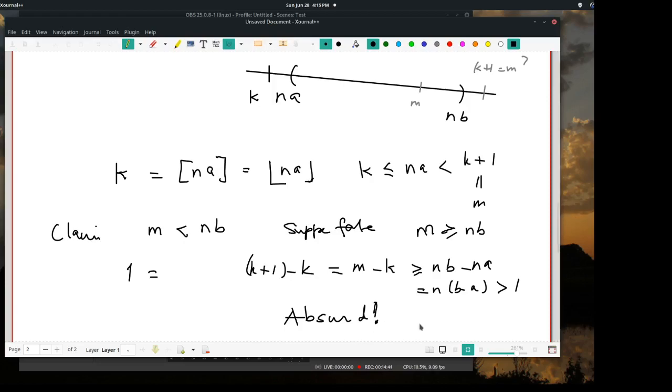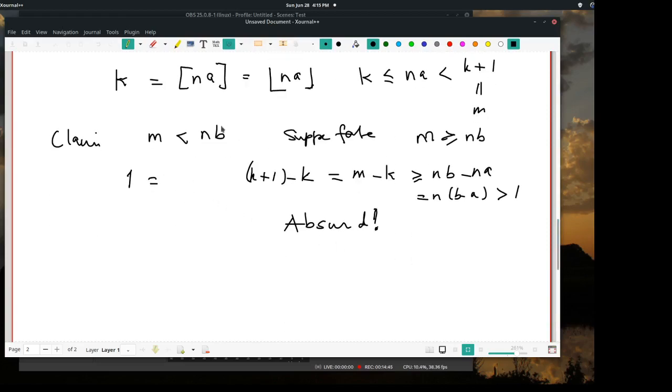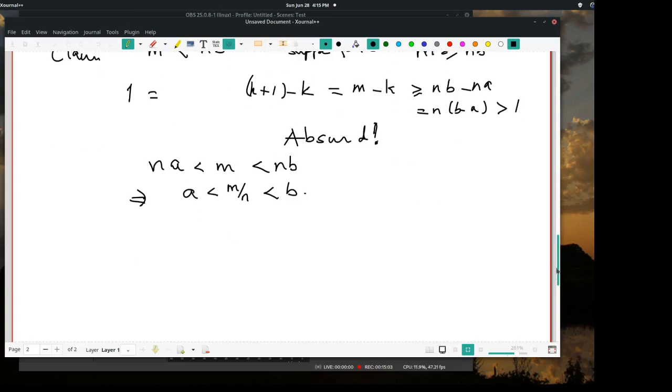Exclamation mark, not question mark. Yeah, so this shows my m has to be less than nb. Therefore I have na less than m less than nb. Since n is positive, therefore I get a is less than m by n less than b. Do you like the proof? That's it. We proved it. We produce a rational number.